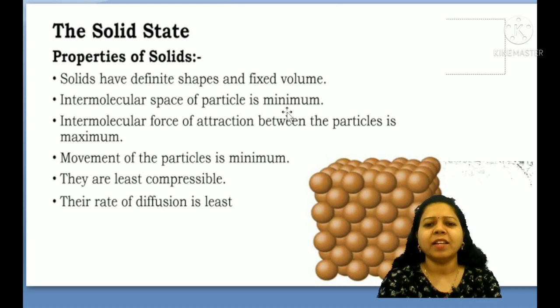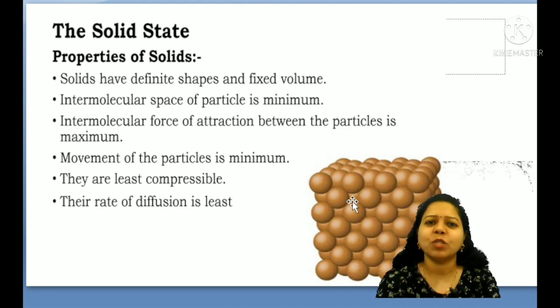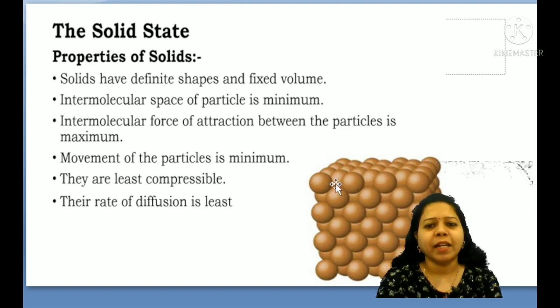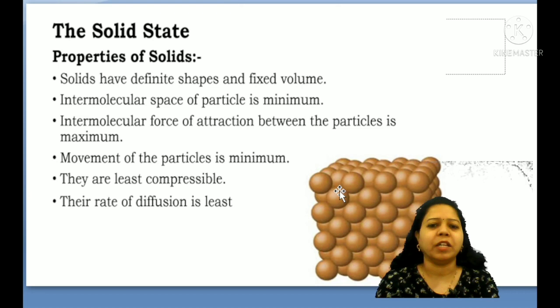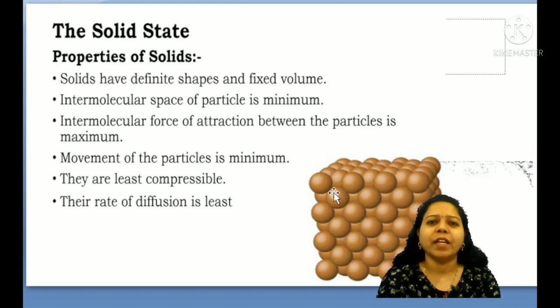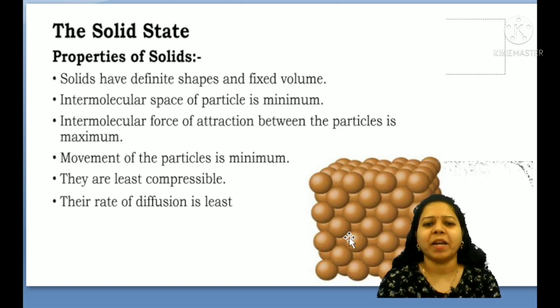Intermolecular space of particles is minimum. In solid, these particles are very closely held together. The space between two particles is negligible, near about negligible, which is very less. The space which is present between two particles is known as intermolecular space, and in the case of solid, this intermolecular space is very small, near about negligible. In solid state, the intermolecular force between these particles is maximum.